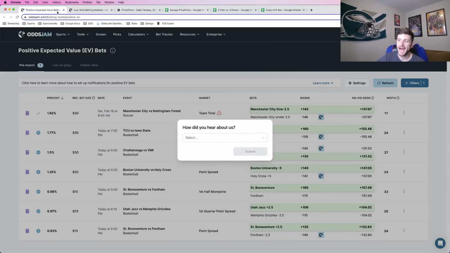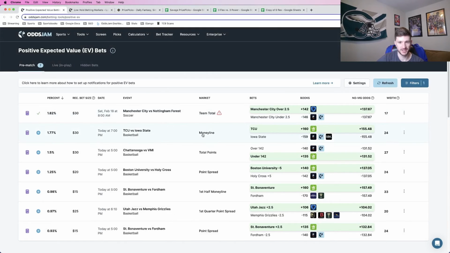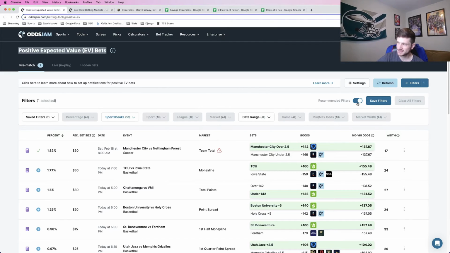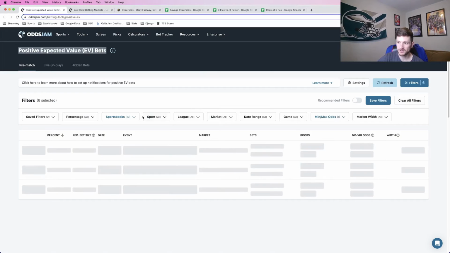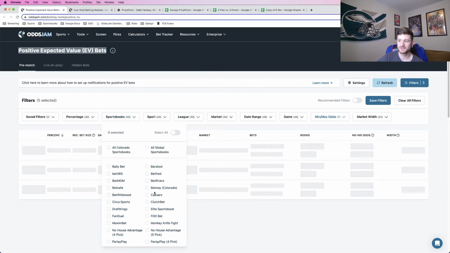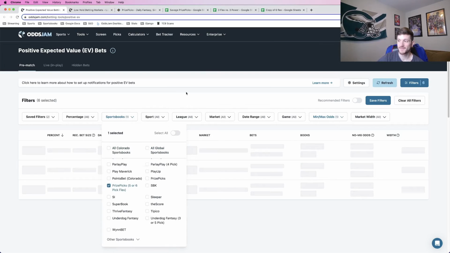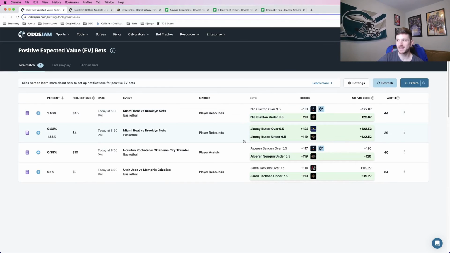So in terms of actually finding plays to put into a PrizePicks entry, there's a couple different avenues you can use. Number one, the positive expected value page. The way the positive EV page works is it literally provides mathematically profitable player props, specifically on PrizePicks. The way it works, number one, let's get your filters right. So you click this little button for filters. You want to unselect the recommended filters. And all you need to do, filter the sportsbooks. You want to filter for PrizePicks. When you do that, it pulls up mathematically profitable player props specifically for PrizePicks.